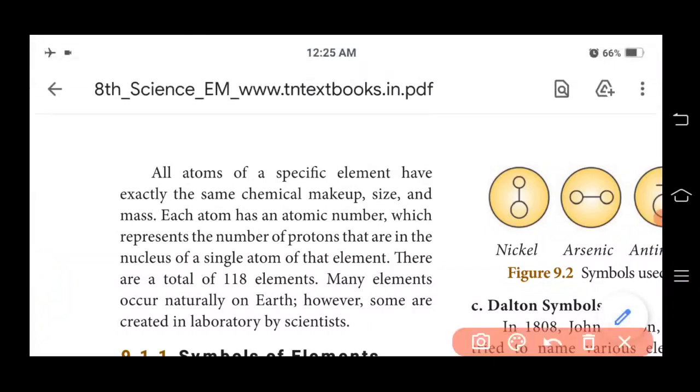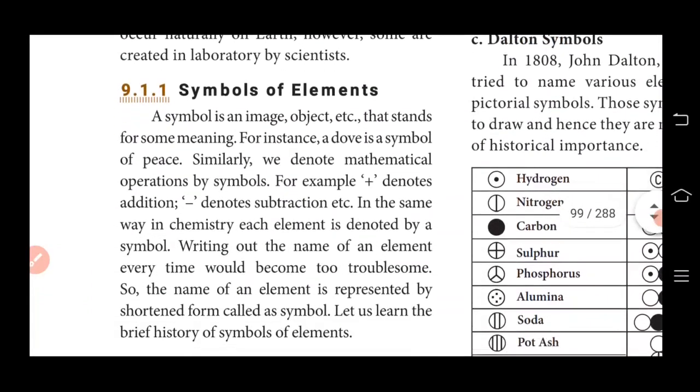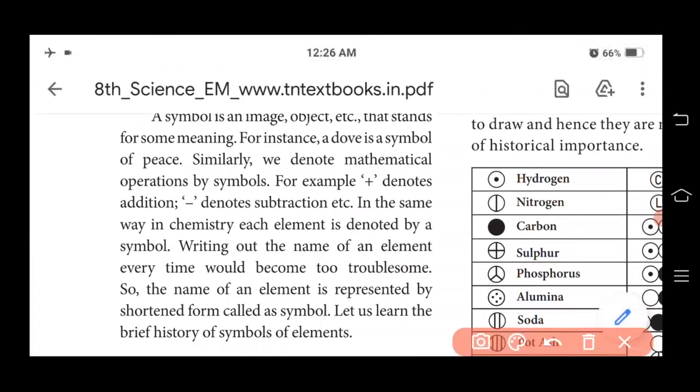Students, totally there are 118 elements, some of which occur naturally on the earth, and some are created in the laboratory by scientists. And then symbols of elements. The name of an element is represented by a shorthand form called a symbol.